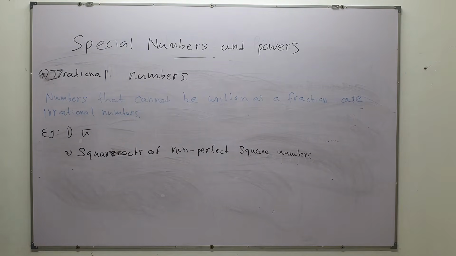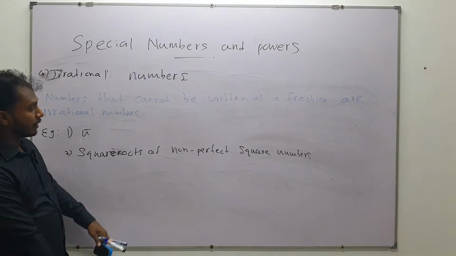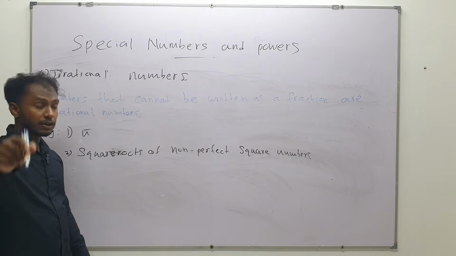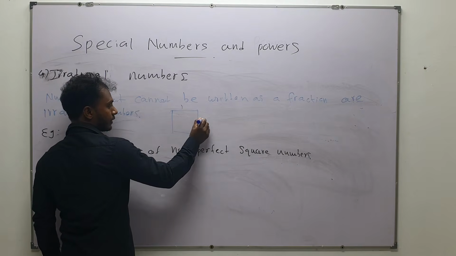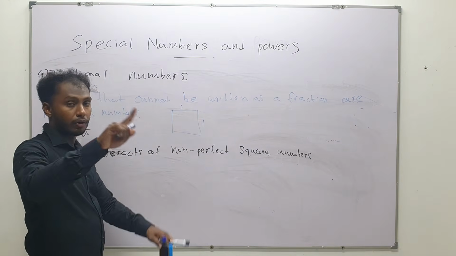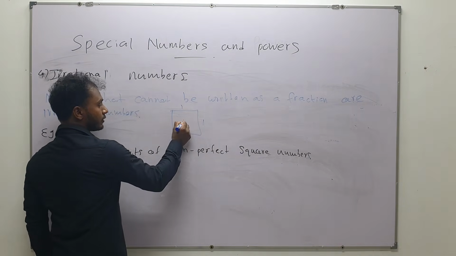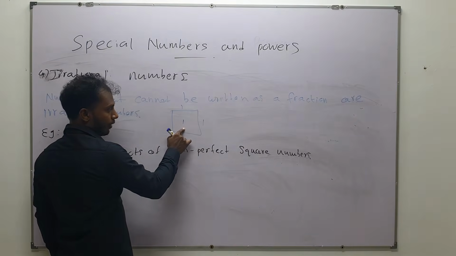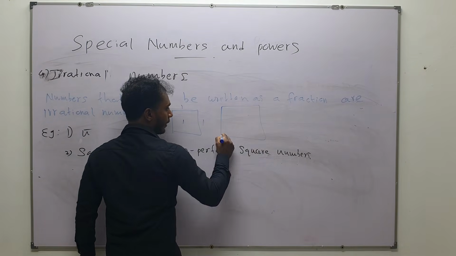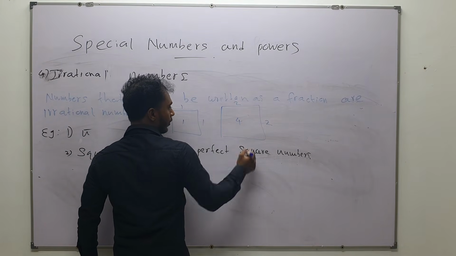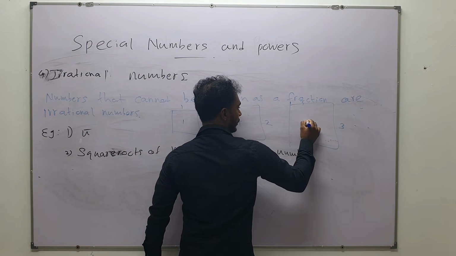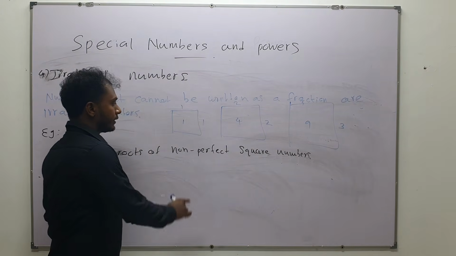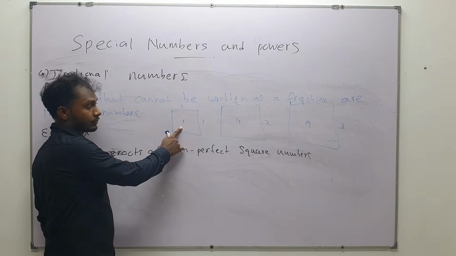Okay, I hope you figured this out. The square roots of non-perfect square numbers. So what are perfect square numbers then? If you have a perfect square, one side is 1, this side is also 1. Perfect square, all the sides are equal. The area of this one is 1 times 1, 1. If it is 2, one side is 2, what happens? 2 times 2 is 4. If it is 3, 3 times 3, that is 9. Right?